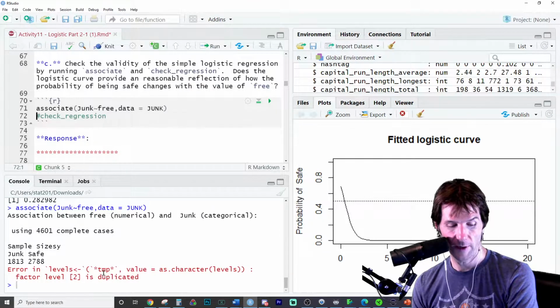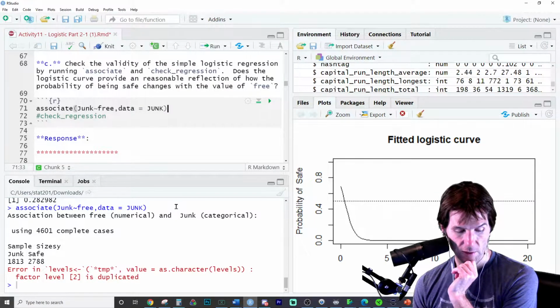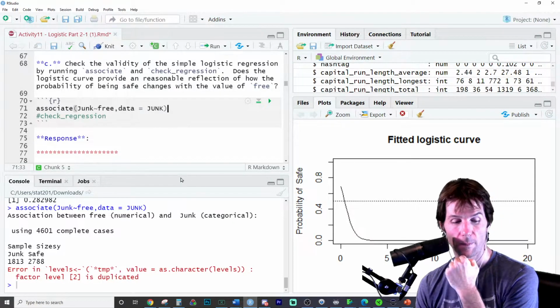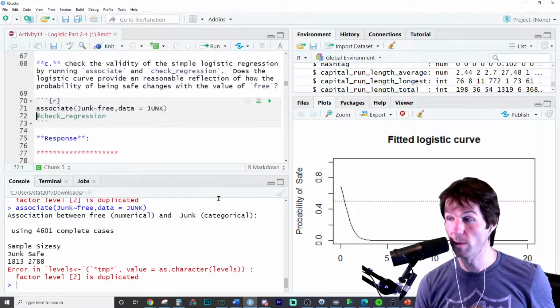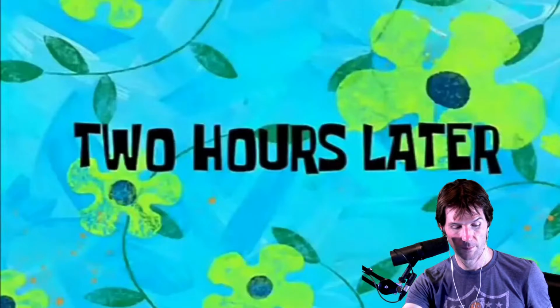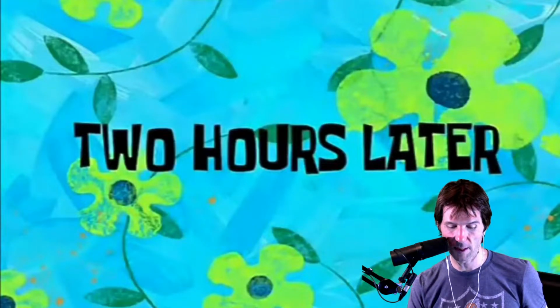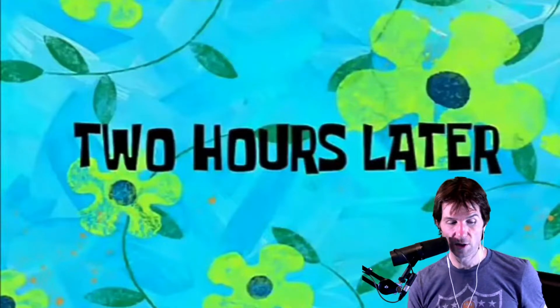Oh, is it mad? Factor level 2 is duplicated. Error in levels: factor level 2 is duplicated. Well, that's odd. I don't like that right there. It should work. Might reset R. You'd be amazed at what an R reset can do. Let's try a reset of R. It's funny, I was in another class and something wouldn't work for about 10 minutes. We reset R and it worked. It's the way it goes sometimes.